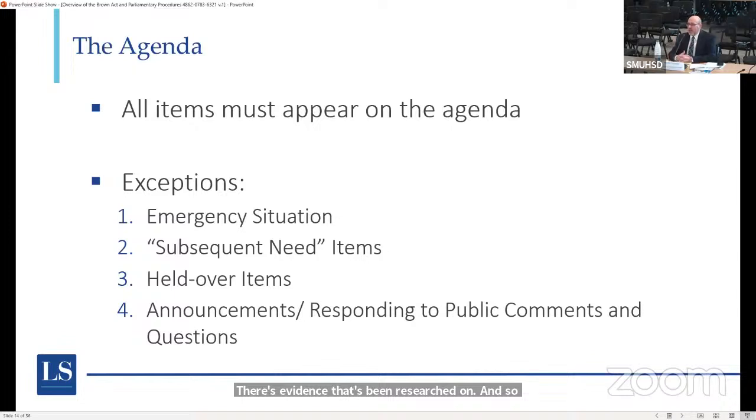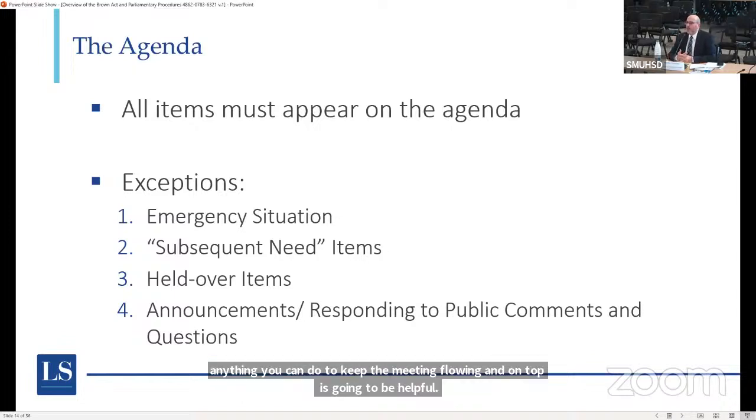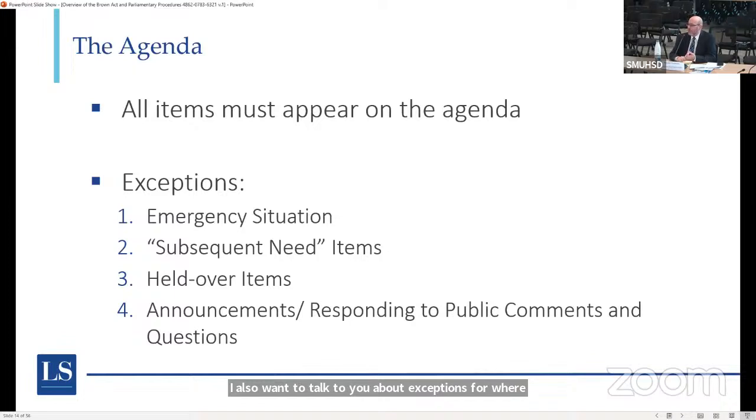I also want to talk to you about exceptions for where you don't have to have an item on the agenda. And I already mentioned the emergency situation that comes up. Subsequent need. I've got a district tonight that's going to have a subsequent need item on their agenda. This is something you don't want to use a lot, but it is available to you, and it's really important to understand it. If something was not on the agenda, that's the first part.